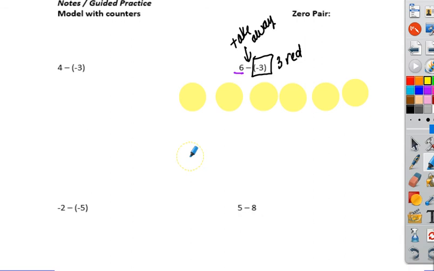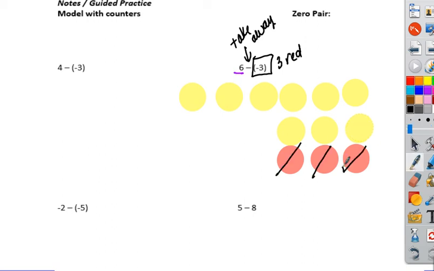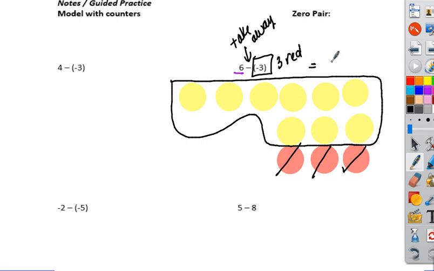I'm going to add in my reds first. So here's my 1, 2, 3. But remember, when I add in reds, I have to equal them out with my yellows. So again, those are my 3 0 pairs that I just added in. Now if I go back to my problem, can I take away 3 reds? 1, 2, 3, and I am left with positive 9.